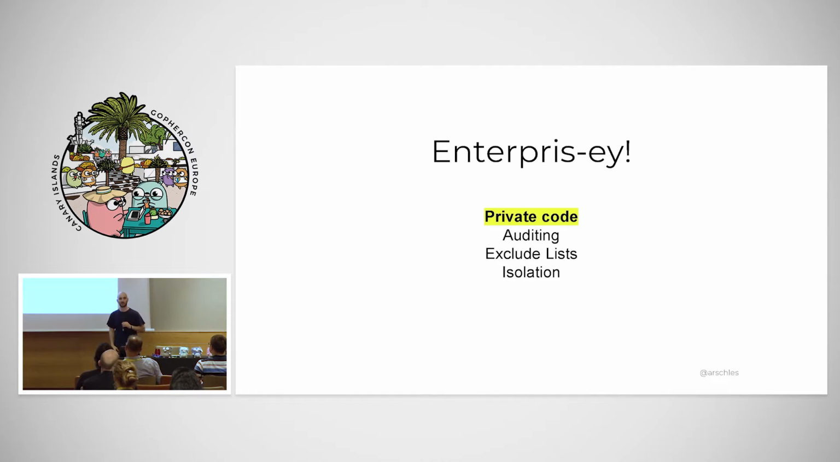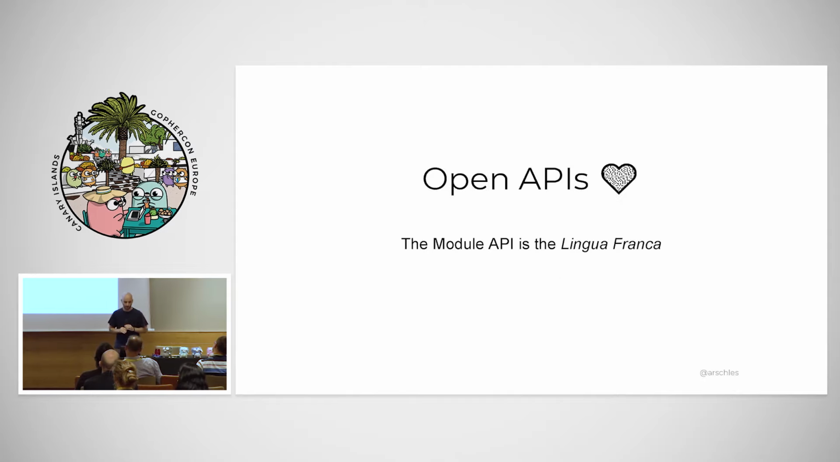I mentioned private code, but Athens also comes with some enterprise-y features that are actually really useful for tons of teams. You can audit modules, you can exclude them if they don't adhere to your CLA, and so on and so forth.